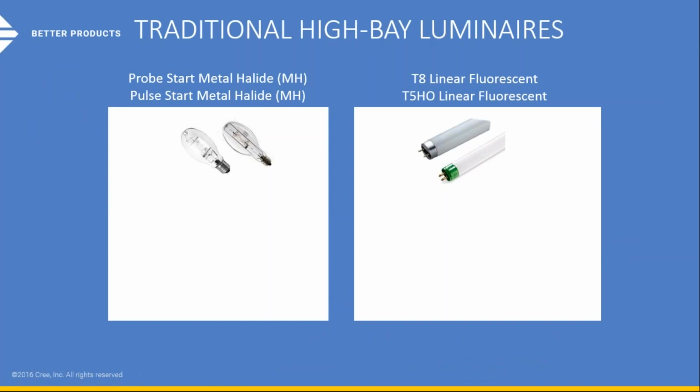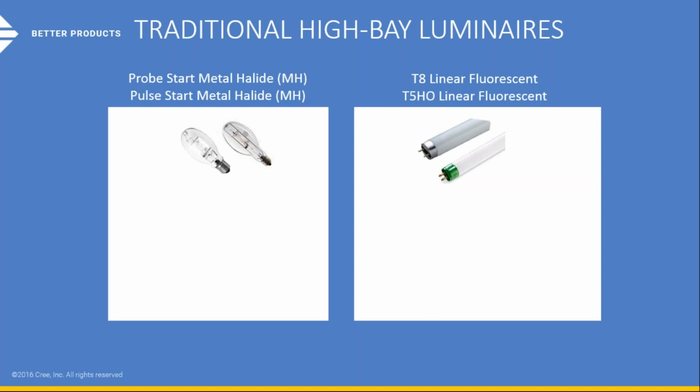So let's talk about the existing and incumbent technology that might be found in many of your installations. On the left-hand side, we have metal halide. On the right-hand side, we have fluorescent. There are different styles of both those options. One is a probe start metal halide, one is a pulse start. For the purposes of this conversation, just consider metal halide all in one.